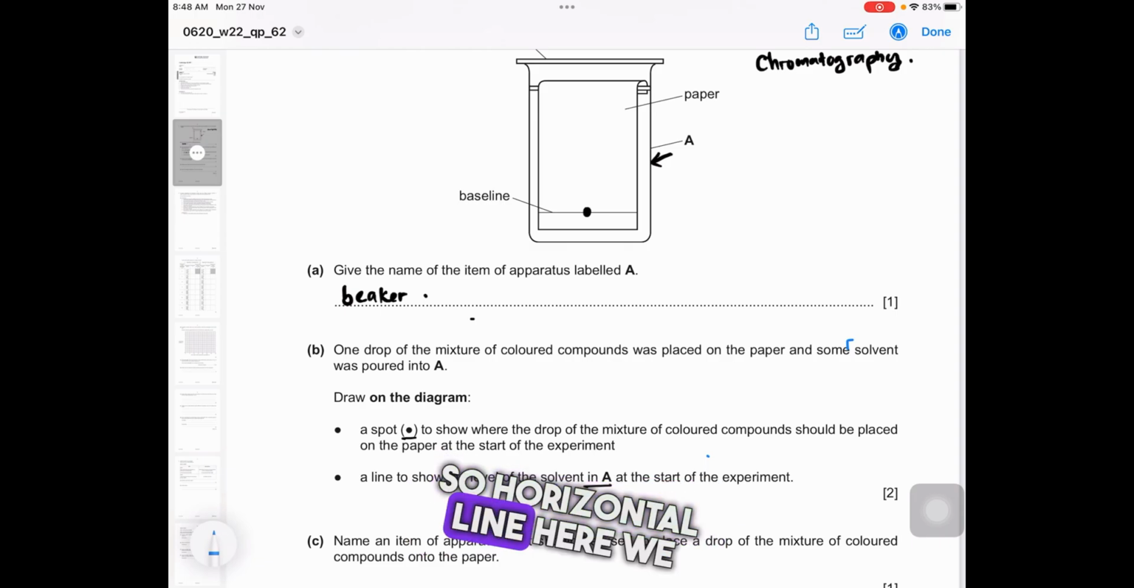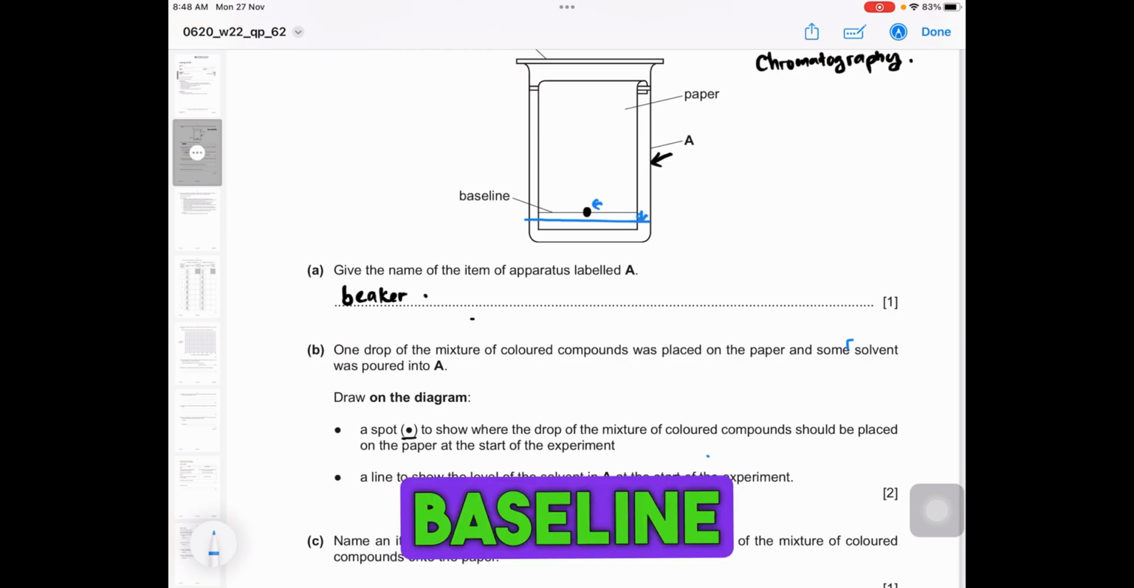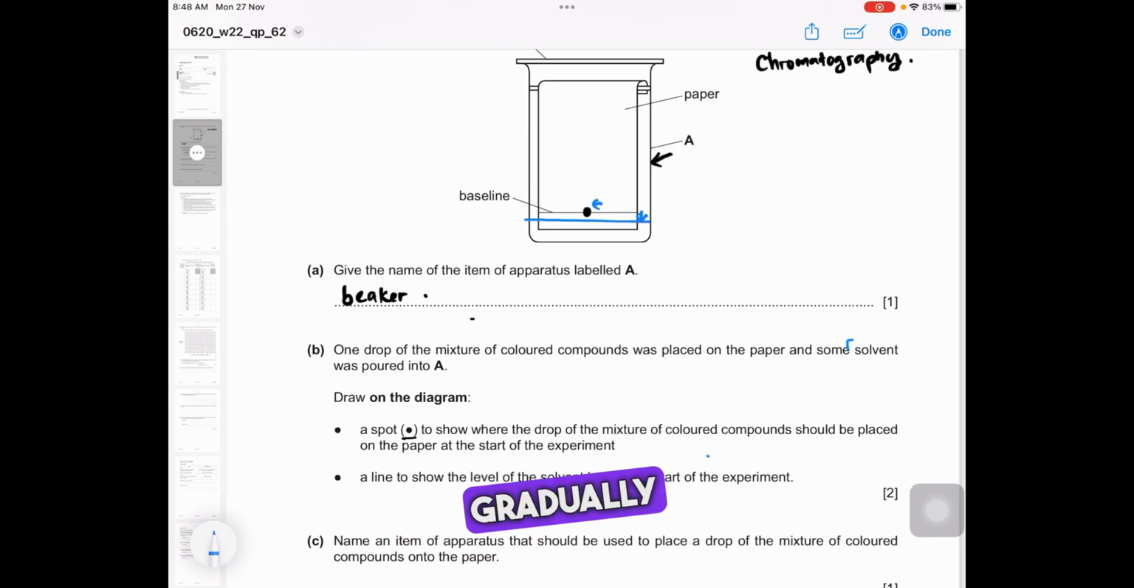So we draw a horizontal line between the bottom of the paper and the baseline. The line must not touch the spot drawn on the baseline. We have to place the solvent below the baseline, to ensure that the compounds in the sample spots are exposed to the solvent gradually. If the solvent level is above the baseline or directly touching the sample spot, it could disturb the spot, causing it to dissolve.